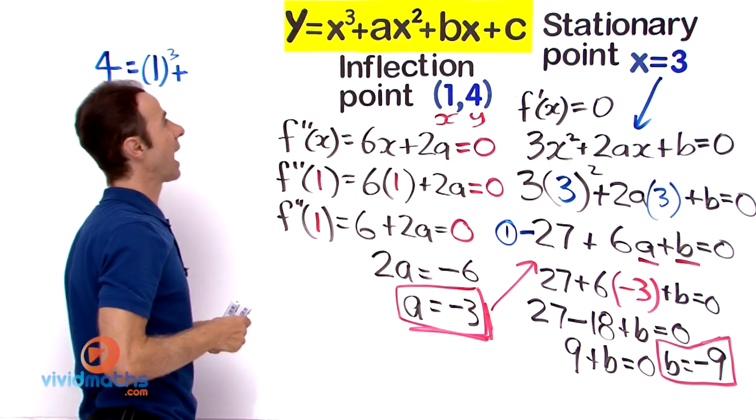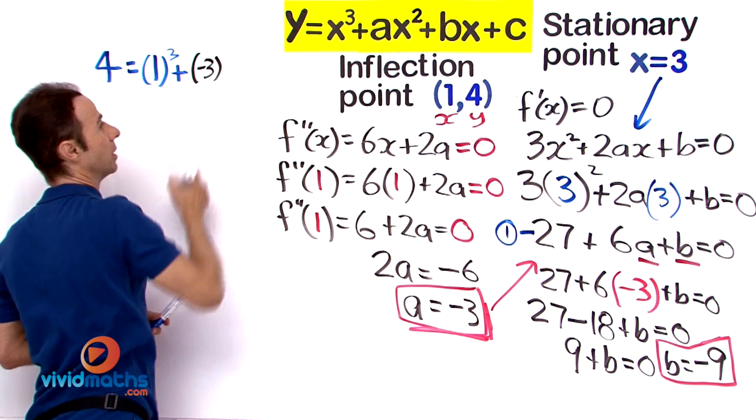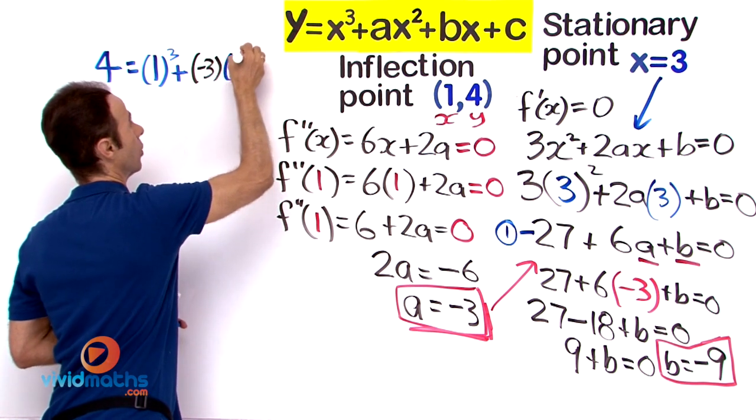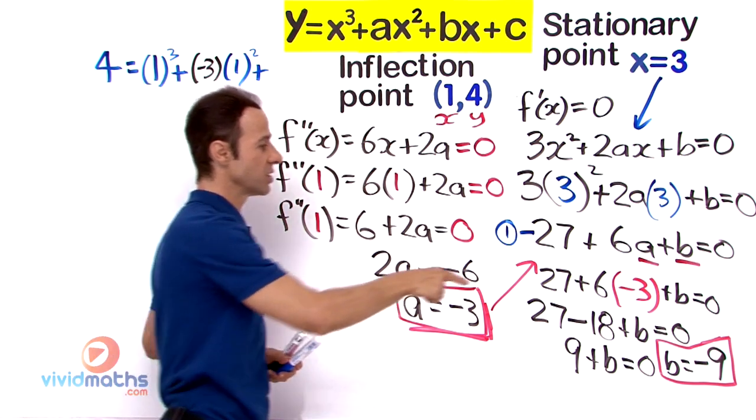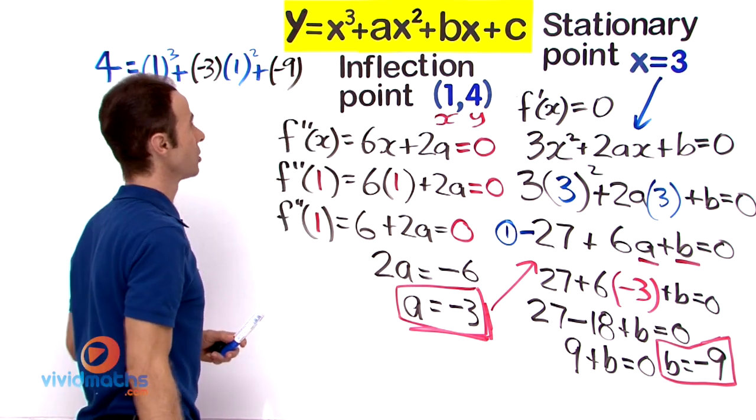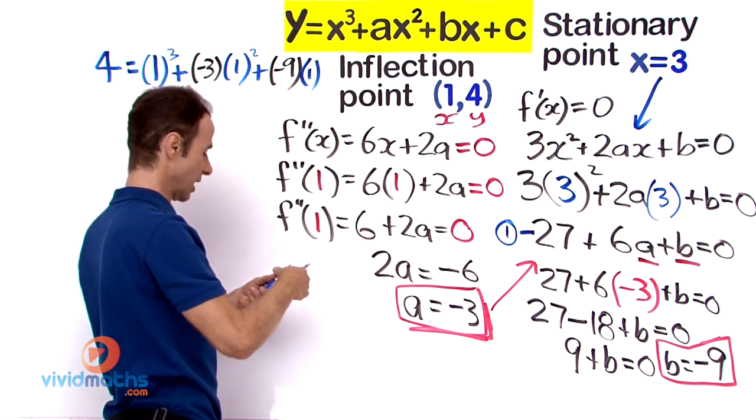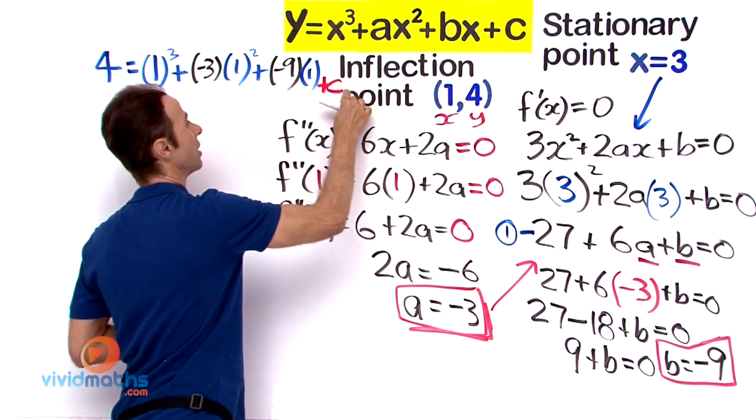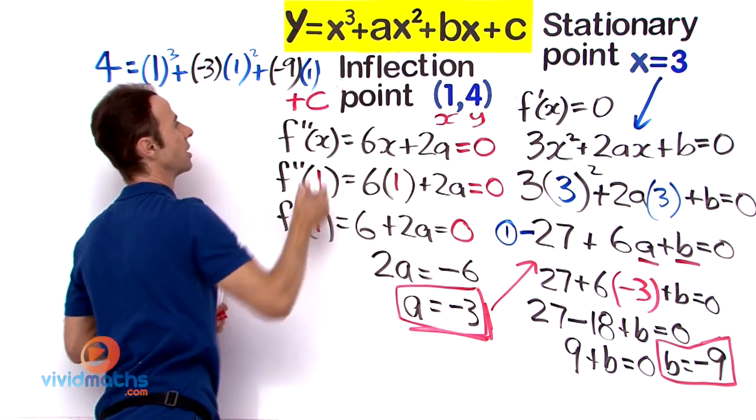plus, and we have an a. We know what a is. A is negative 3. Negative 3 times x squared. Now what's our x again? It's 1. So that's 1 to the power of 2, plus bx. Now what's our b? B is negative 9. So negative 9 times x. What's our x? That's 1 times 1, plus c. That's what we're looking for. So I'm going to put the c in red. So that's plus c. We can just fit that in there. Let me just rub that out. So it's plus c. That's what we're after.